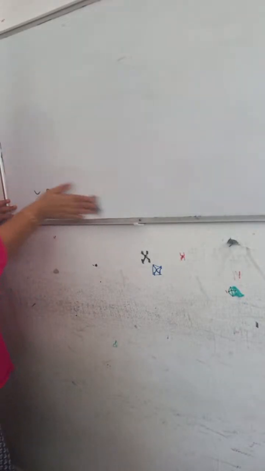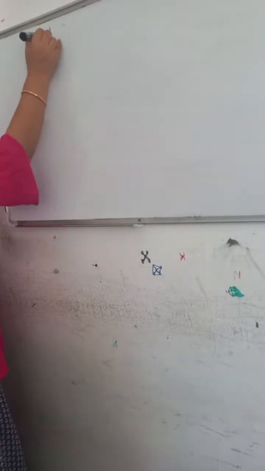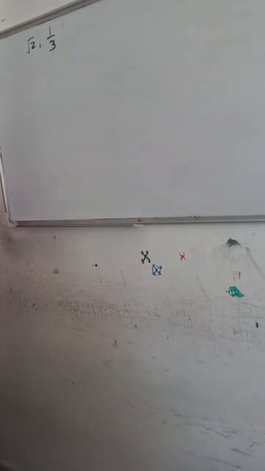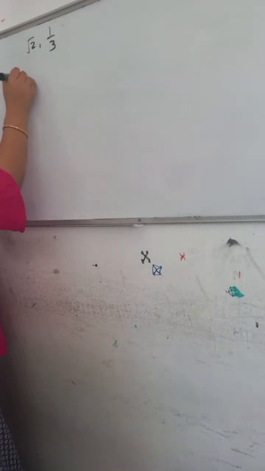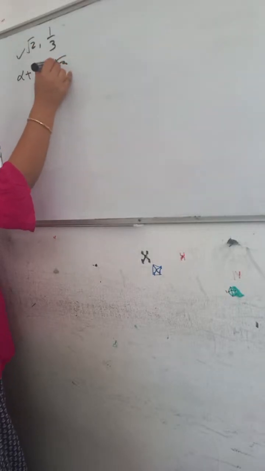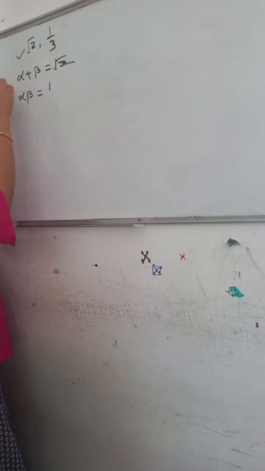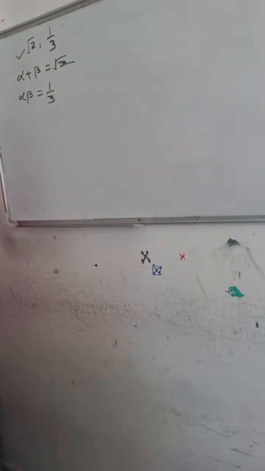Question is very important. Those who didn't write the question, I don't know whether they are able to solve. Okay, here find the quadratic polynomial each with the given numbers as a sum and product of the zeros. So here first given is root 2 and here 1 by 3. In the question they are saying alpha plus beta, sum of the zeros, is root 2, and alpha into beta, product of the zeros, is 1 by 3. This is given.